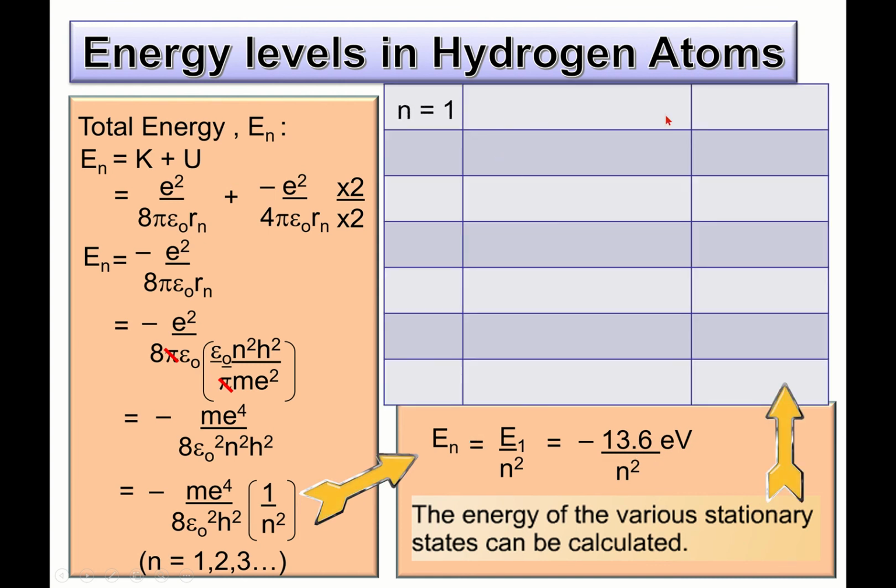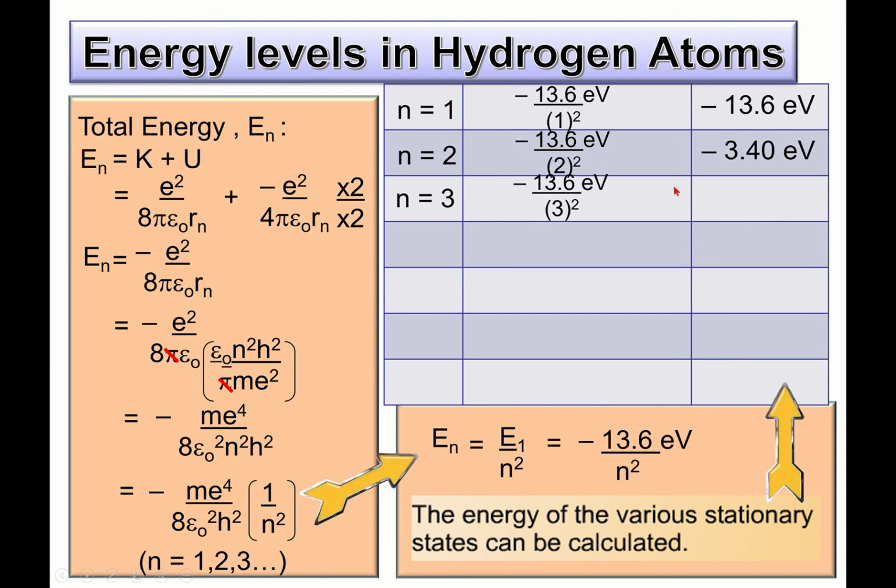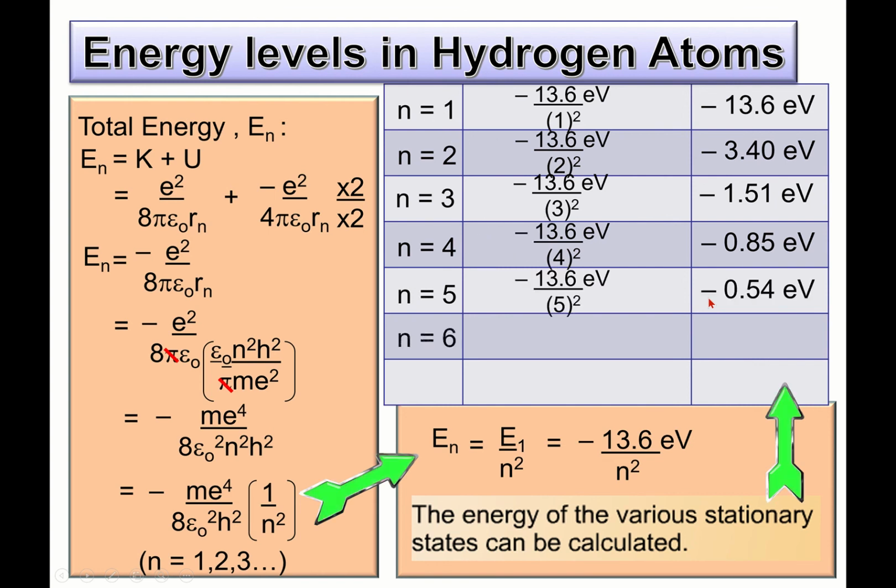So for n equals 1, the energy is negative 13.6 electron volt. For n equals 2, it becomes negative 13.6 per 2 squared, so the answer is negative 3.40 electron volt. For n equals 3, negative 13.6 per 3 squared, so we get negative 1.51 electron volt. For n equals 4, negative 13.6 divided by 4 squared, so we get negative 0.85 electron volt. And so on we do for n5, n6, and n7, and we find that the magnitude of the energy is decreasing.